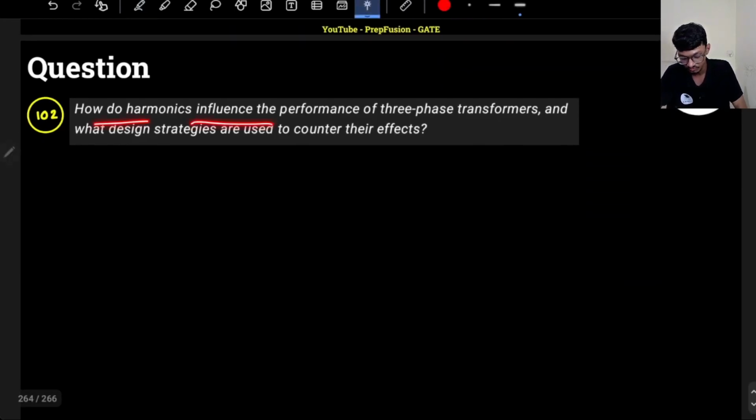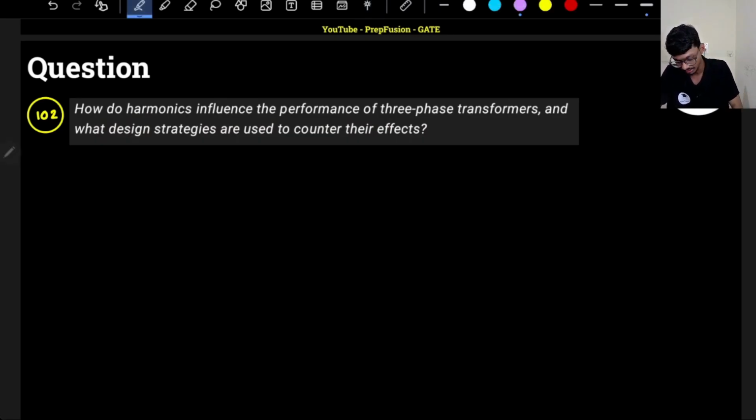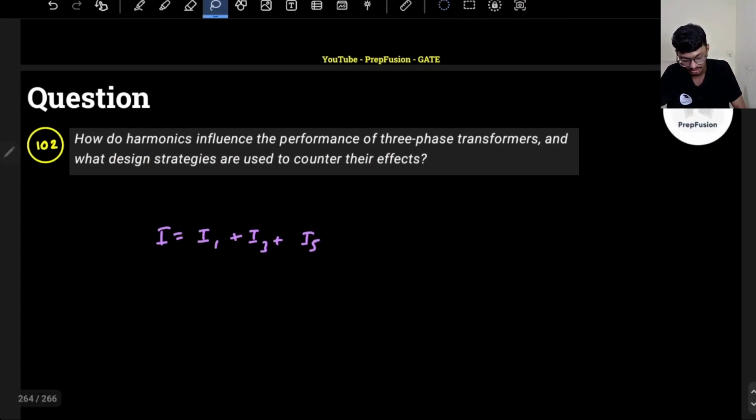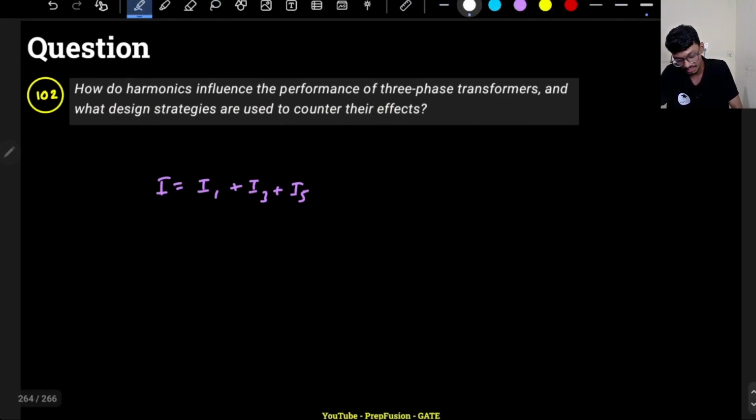How do harmonics influence the performance of three-phase transformer? What design strategies are used to counter these effects? So again, we have already discussed how harmonics influence. I know the current contains now two components. One is the fundamental component, another one is the third harmonic component. Then we have fifth harmonic component, seventh harmonic components. We only have odd harmonics, we don't have even harmonics. This you will learn in Fourier series. So what will be the RMS value?